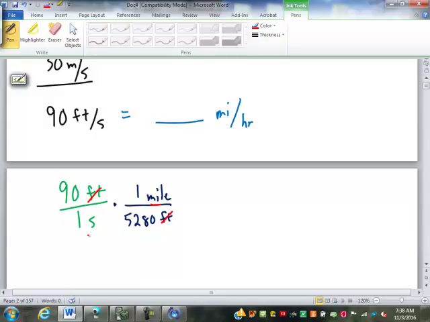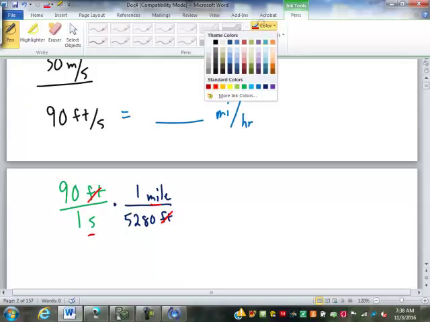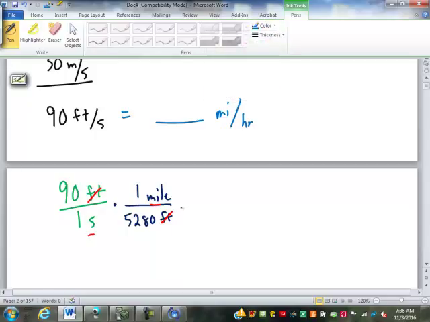So you can see now the feet have canceled out. Now I have miles on top, seconds on bottom. Right now it would be miles per second. So now I got to get rid of seconds. Since seconds are on bottom, I'm going to put them on top here. Do I have a relationship between seconds and hours?